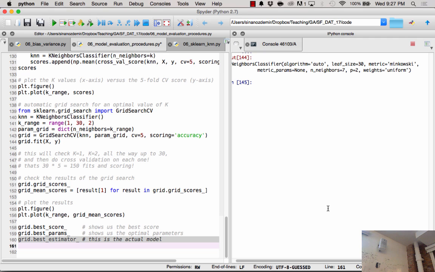Algorithm equals auto is a parameter that essentially dictates how it chooses the neighbors. Leaf size equals 30. What is leaf size? I don't know, hold on, I'll get to that though. Metric equals Minkowski. What in the hell is Minkowski? I thought it was Euclidean distance. Does anyone know what Minkowski is? Kind of. Minkowski is the generalized Euclidean distance.